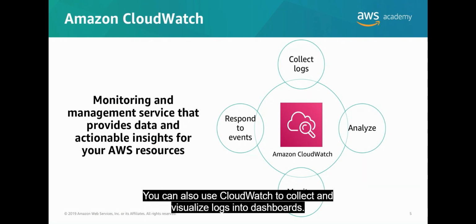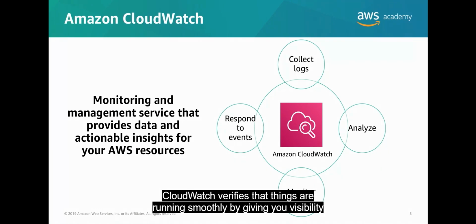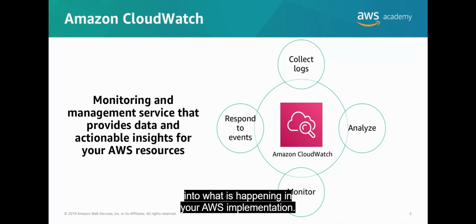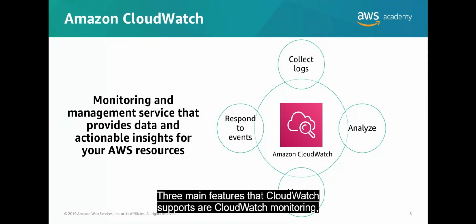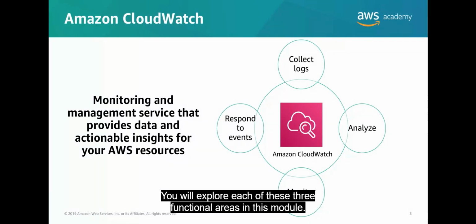You can also use CloudWatch to collect and visualize logs into dashboards. This is going to help you discover and troubleshoot issues. It also gives you the information you need to optimize your applications. CloudWatch verifies that things are running smoothly by giving you visibility into what is happening in your AWS implementation. Three main features that CloudWatch supports are CloudWatch Monitoring, CloudWatch Logs, and CloudWatch Events. You will explore each of these three functional areas in this module.